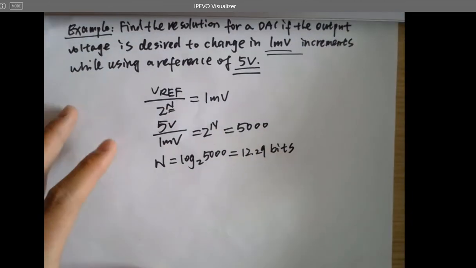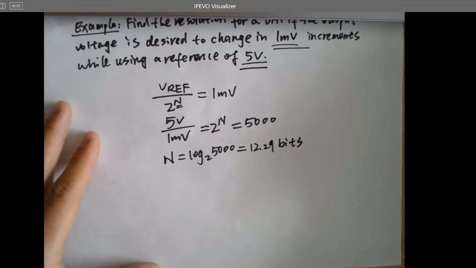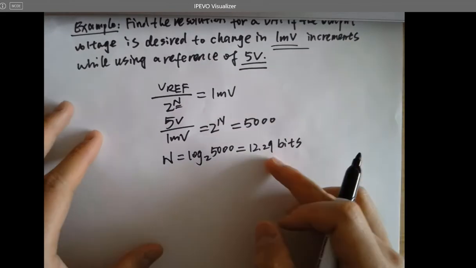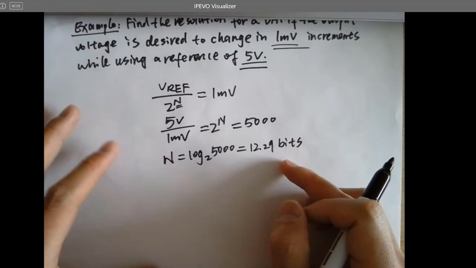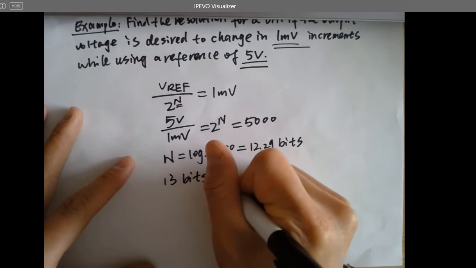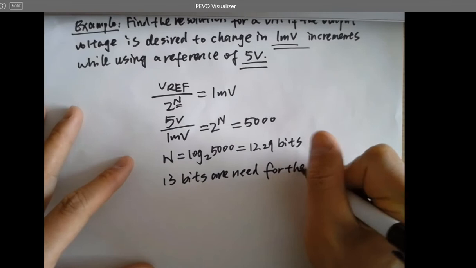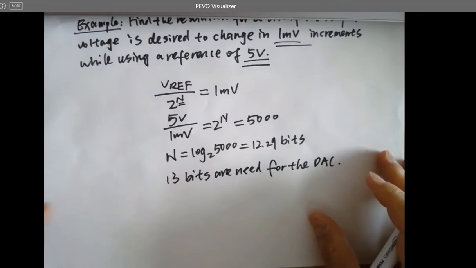So how many bits do you need for the DAC? 13 bits. Do we have 12.29 bits? You don't have. You only have integers, right? So 13 bits are needed. Okay.